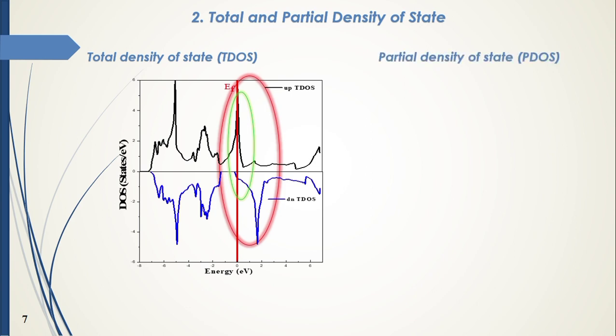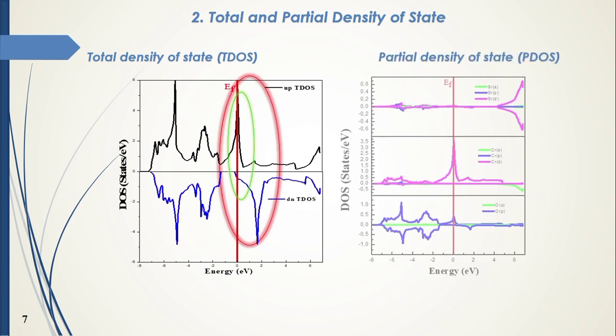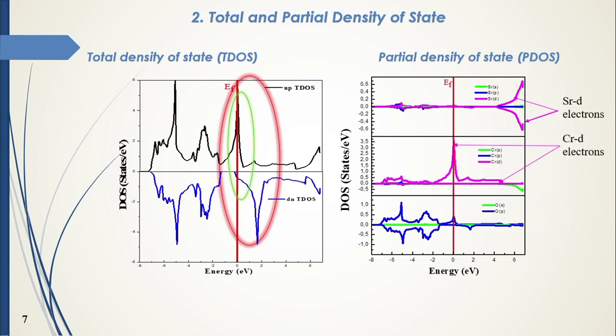However, for the partial density of states, it can be clearly seen that the chromate d electrons play a significant role in predicting the electronic properties of this material.